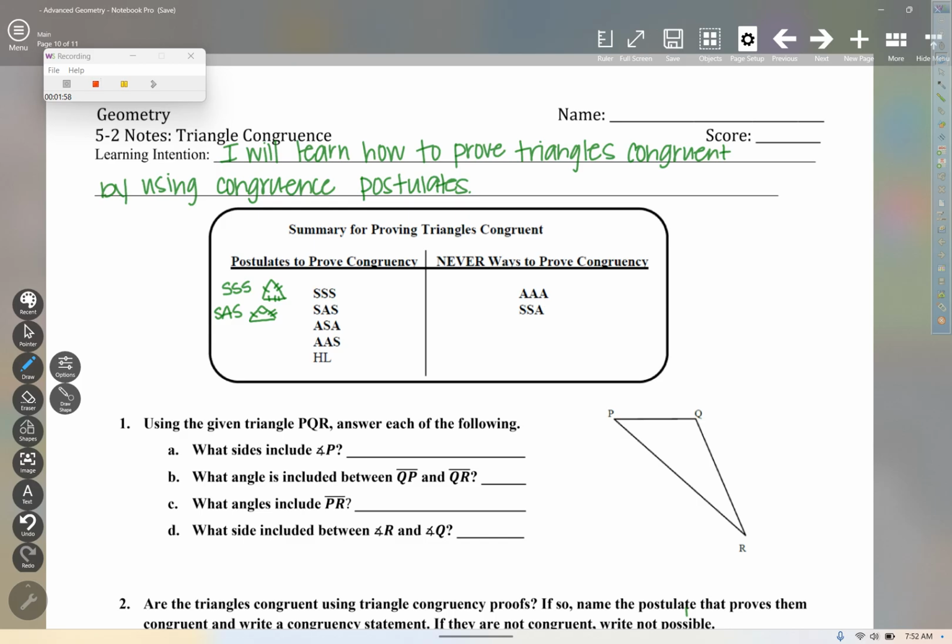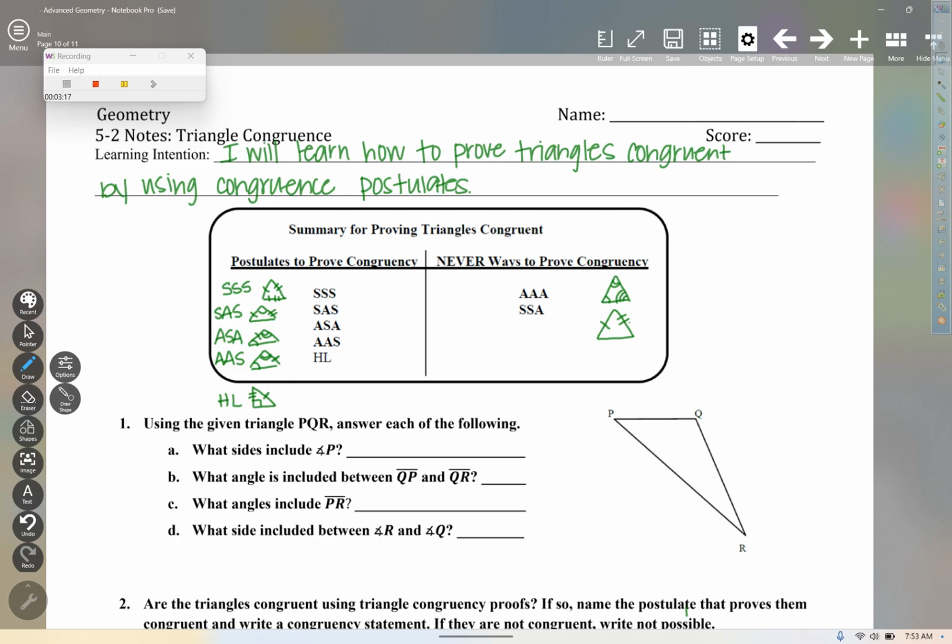Okay, the two that don't work are AAA. So you cannot have angle, angle, angle, something that looks like this. That does not work. Or side, side, angle, or if you want to think about it as the bad word, that doesn't work, such as a side, and then a side, and then an angle. Those two are not congruency statements or postulates that you may use. So if you can remember, AAA and the bad word are out, everything else is in.